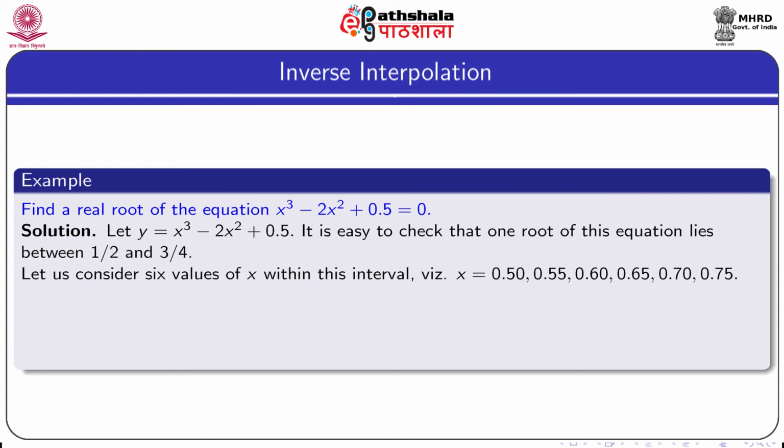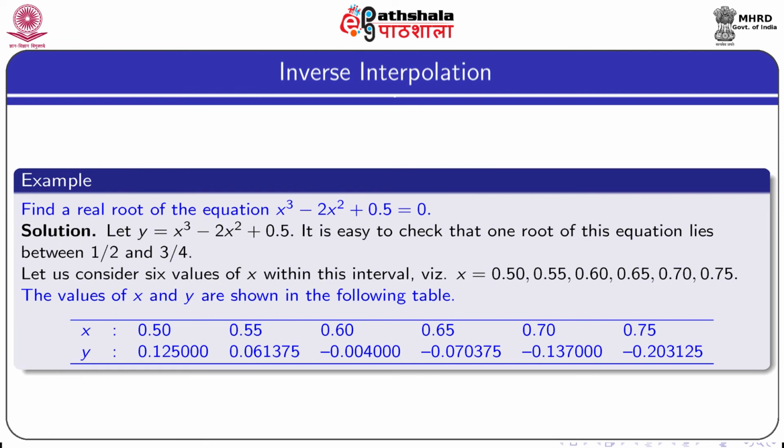So, for inverse interpolation we have to construct a table, and for this purpose we consider 6 values of x within this interval, and the values of x are taken as 0.50, 0.55, 0.60, 0.65, 0.70 and 0.75, and then we construct the following table. The first row contains the values of x and the second row contains the values of y. The value of y is calculated from the expression x cube minus 2x square plus 0.5.